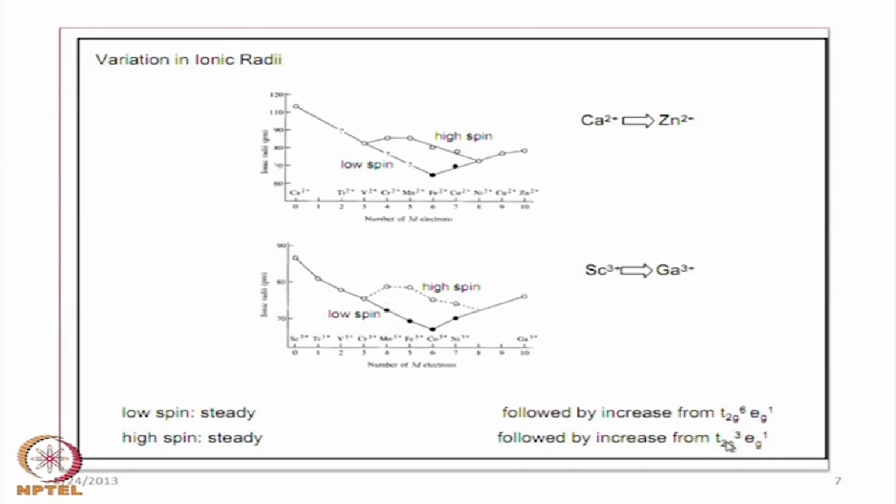So, in case of the bivalent state it is chromium 2 plus, in case of the trivalent case it is manganese 3 plus. So, depending only upon the electronic configuration we can see the same effect for manganese 2 plus in high spin and for the corresponding chromium 2 plus in the corresponding high spin case.